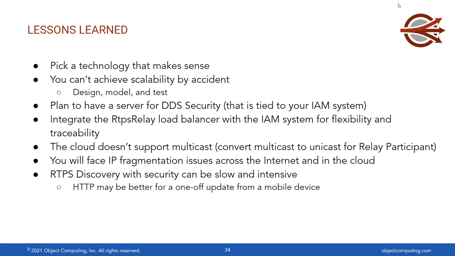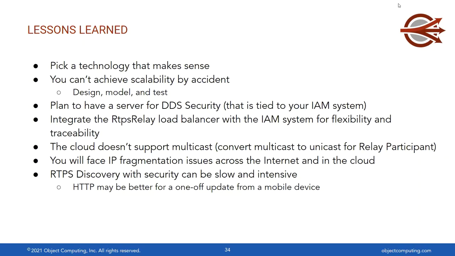And the final lesson is really that RTPS discovery with security can be slow and intensive and expensive. So if the mobile application needs to make some one-off updates, then it might be better to post those to an HTTP server that can then be forwarded to the gateway later. That prevents the mobile device from doing an expensive discovery just to send one small message. Instead, that work can be dispatched to the cloud.